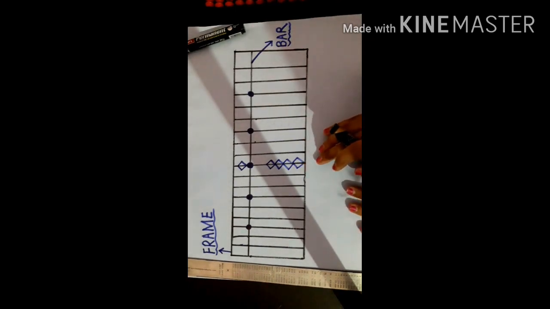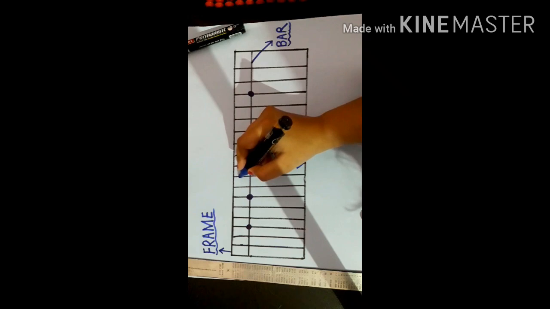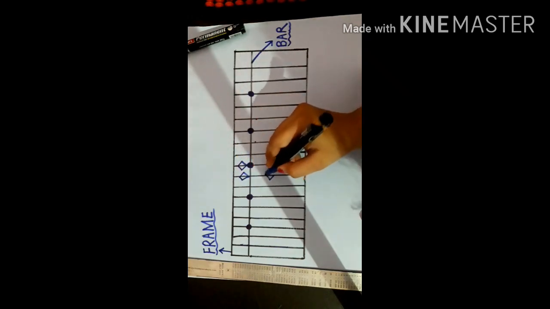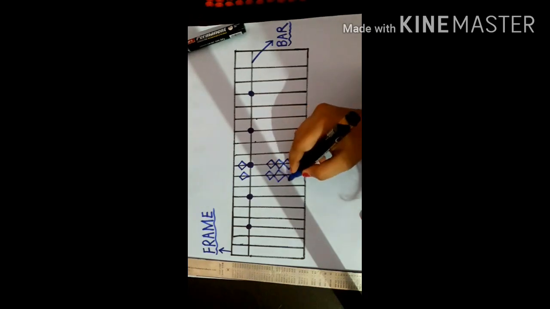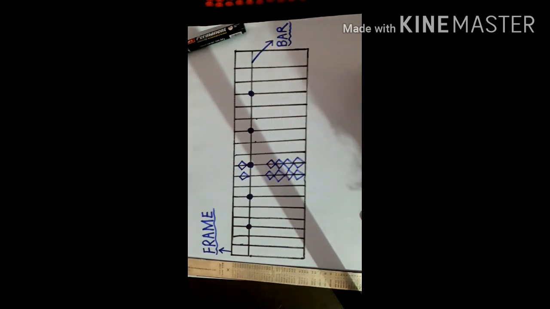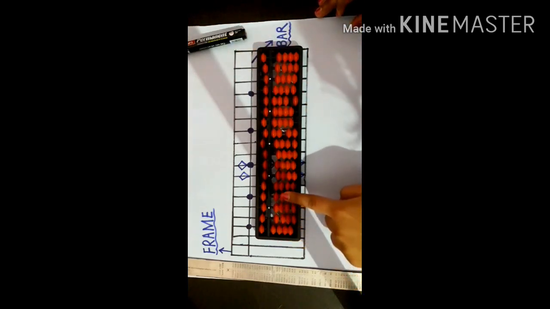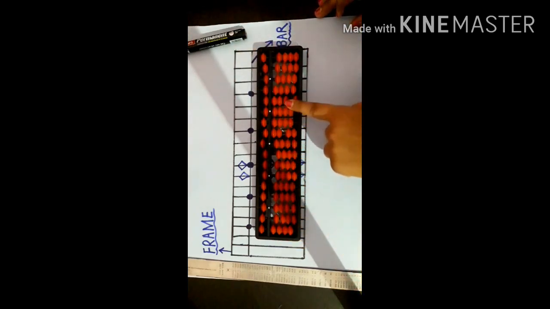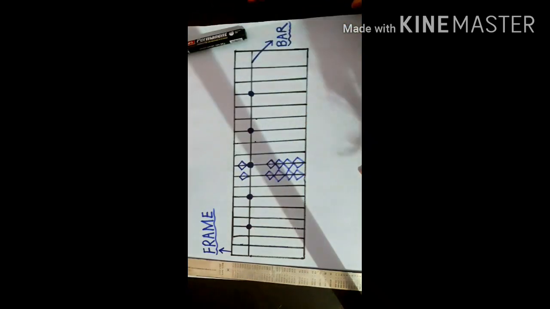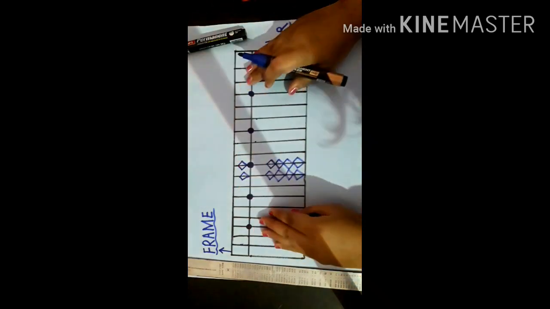Students, you will ask, ma'am, why have you drawn the beads only in this line? Why not in other lines? So students, you can draw in other lines also. As you can see, your abacus tool is full of beads. In each and every line there are beads, so you can draw the beads in the whole abacus.